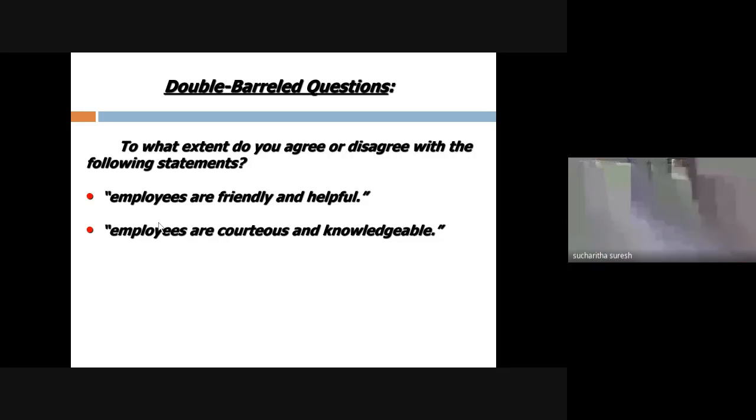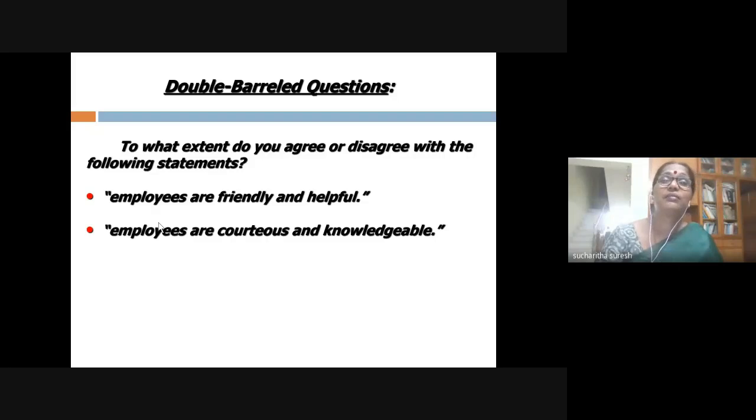Employees are courteous and knowledgeable. Again, the same thing. They are courteous but not knowledgeable, or they are knowledgeable but not courteous. If they are both, then yeah, you can give it. But if they are not both, then it's better to divide.